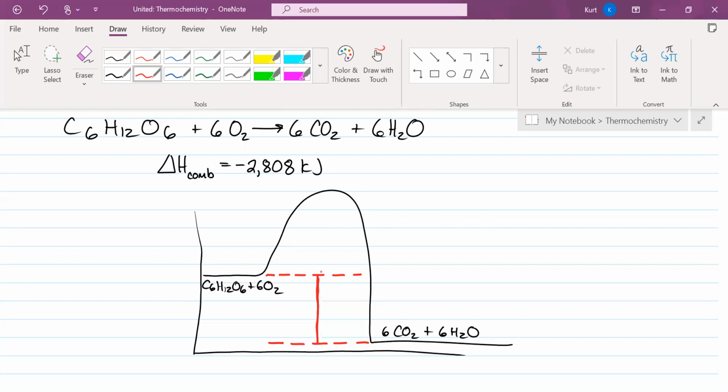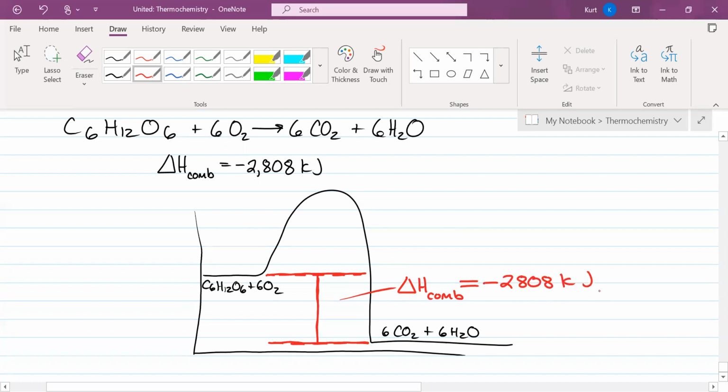Well, if I started here at the reactant level and I ended down here at the product level, that's clearly an energy loss, but that is your change in enthalpy. This is a combustion reaction, so you would say this is your change in the enthalpy of combustion, and that would be negative 2808 kilojoules. Why is it negative? Because it's being lost.